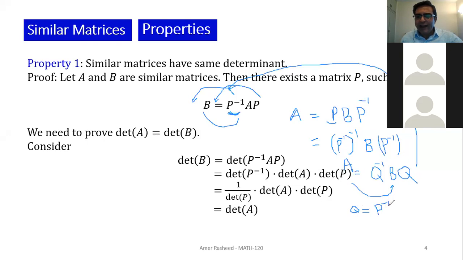I wanted to write the same notation here as we use for similar matrices. In similar matrices, if B is similar to A, then P inverse should be on the left side of A, and P should be on the right hand side of A. This is basically the definition of similar matrices.